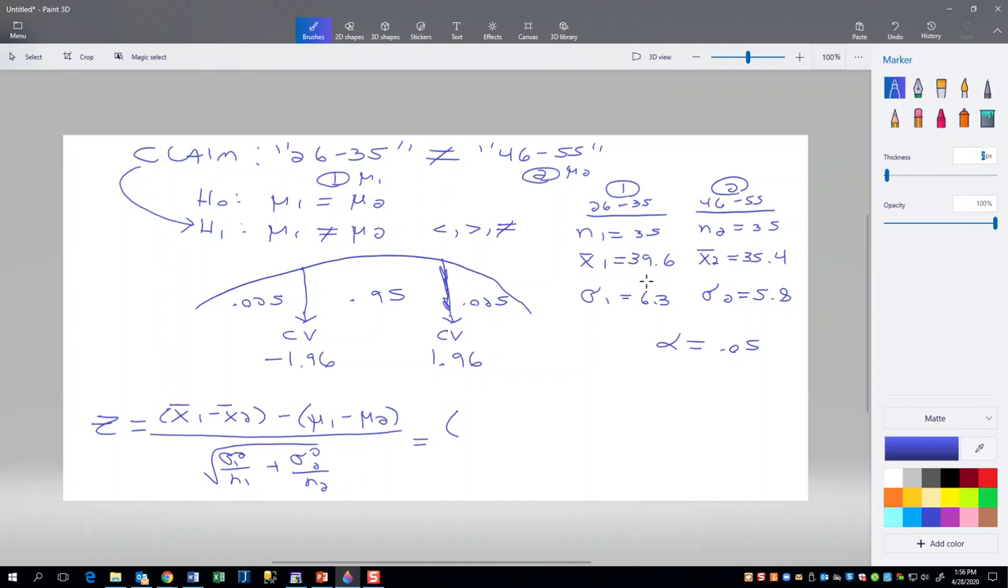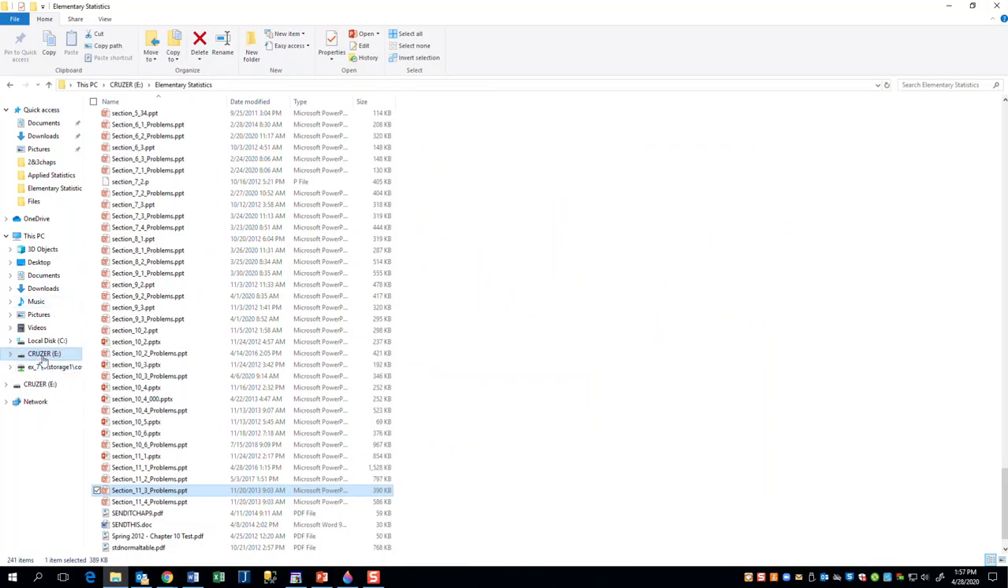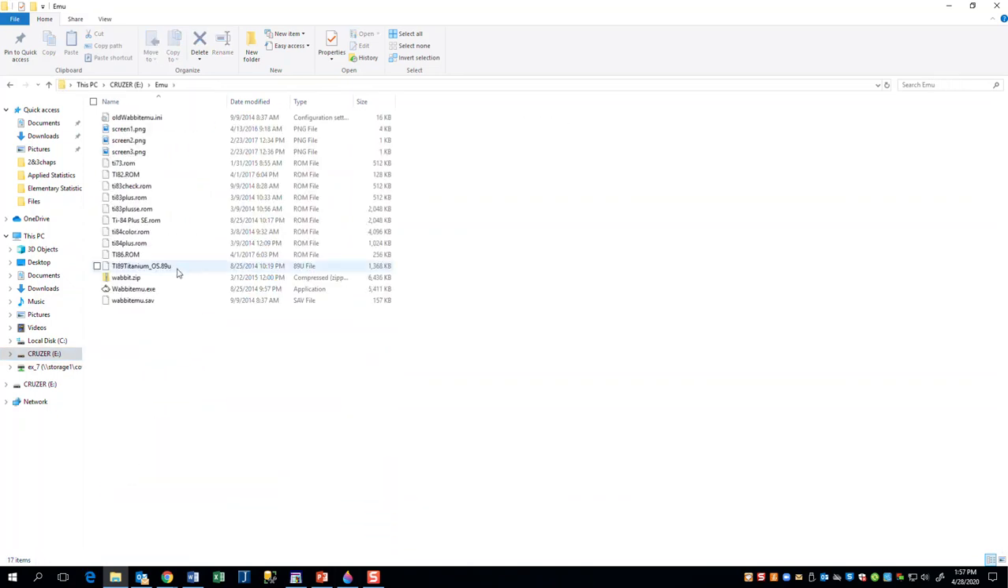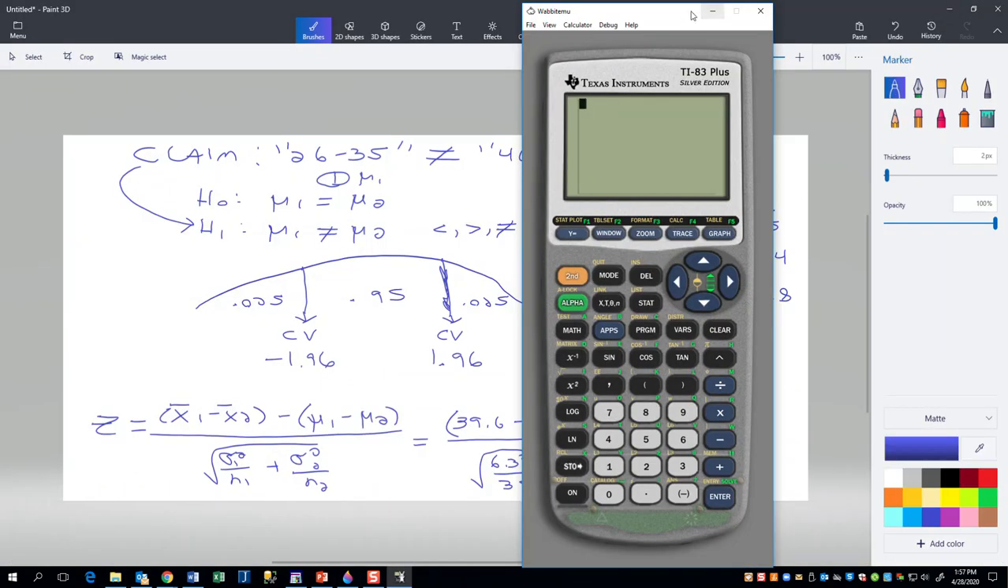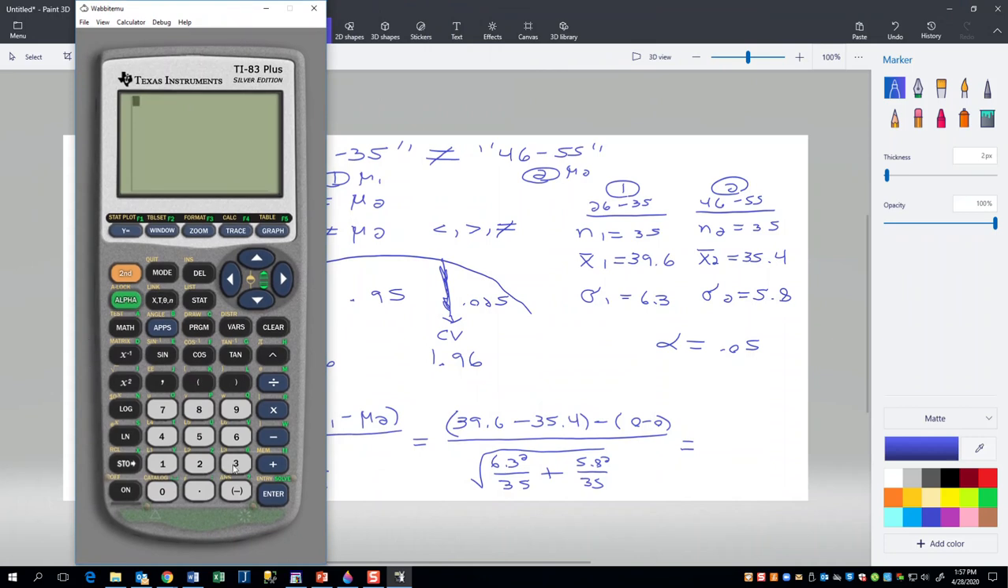Okay, so x bar sub 1 is 39.6 minus x bar sub 2, which is 35.4, minus 0, over square root of sigma sub 1, 6.3 squared, divided by n1, which is 35, plus sigma sub 2, which is 5.8 squared over 35. And let's see here. 39. Oops. What in the world? Stupid calculator.